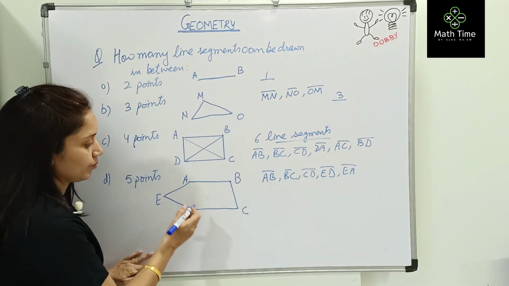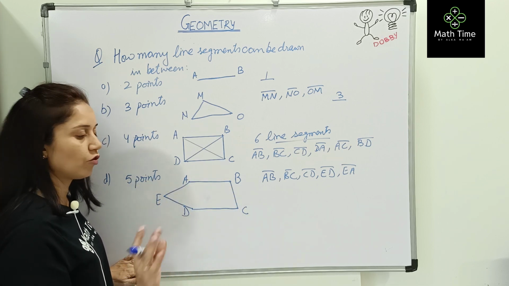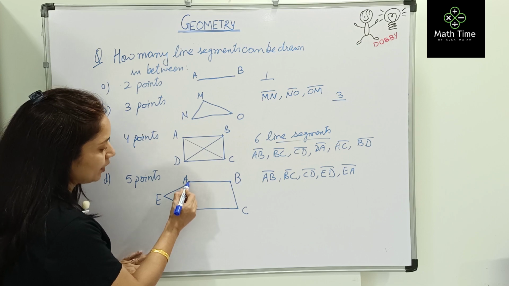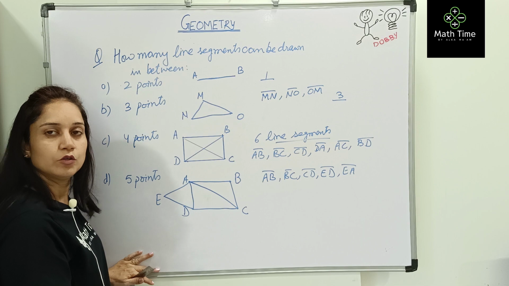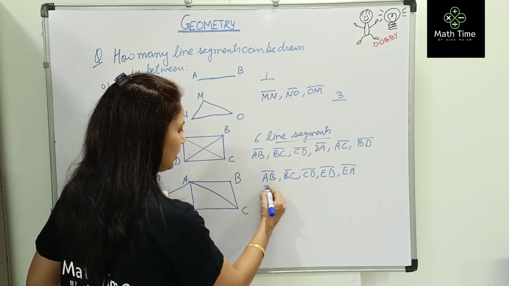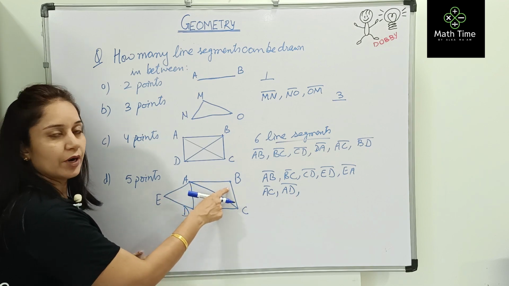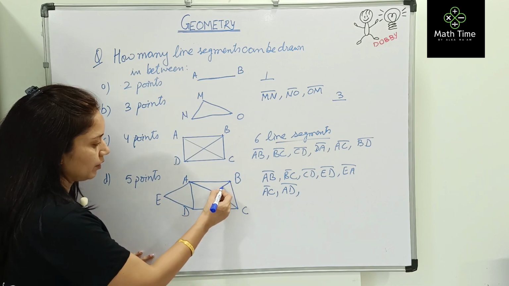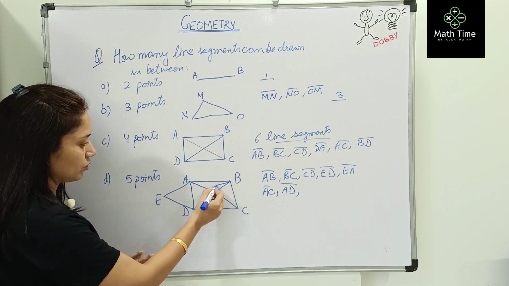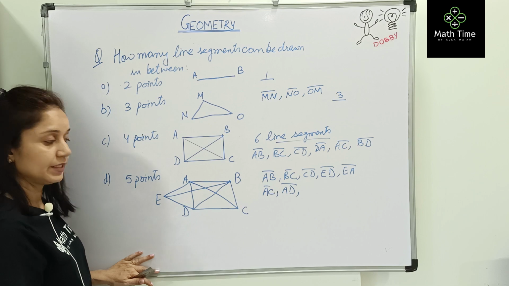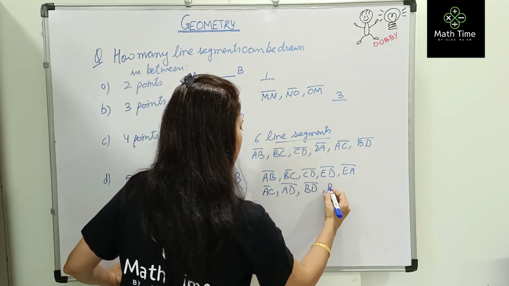Now the internal ones. Starting from point A. Okay, point by point we will check so that there won't be any confusion. Starting from point A, draw AC and AD. 2 more lines. So let us write AC, AD. After point A, going to point B. From B we can make BD and BE also. Two more line segments from B, BD and BE.